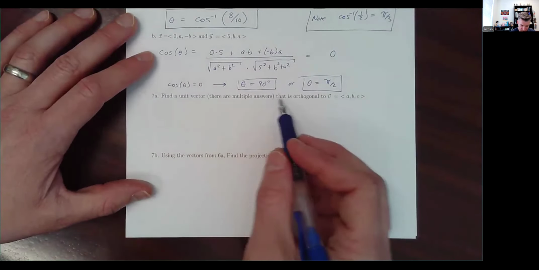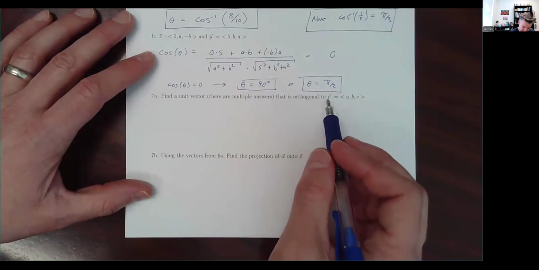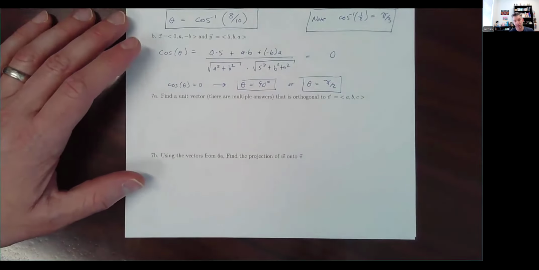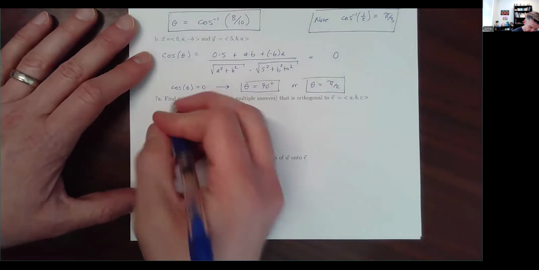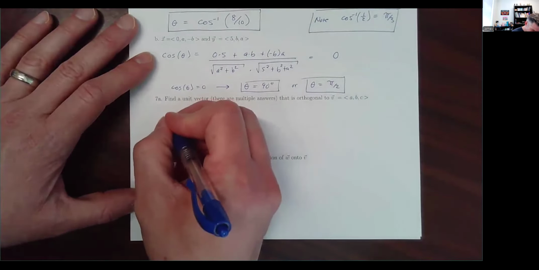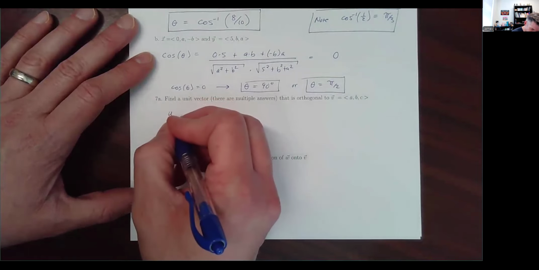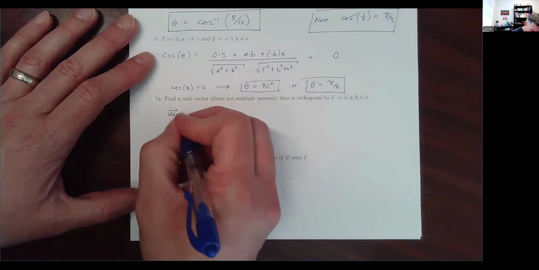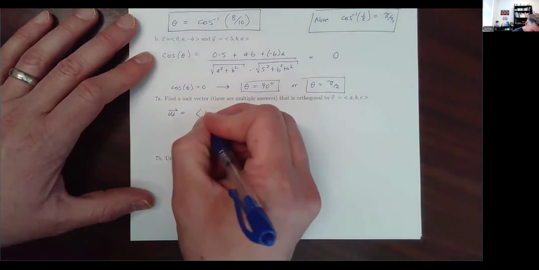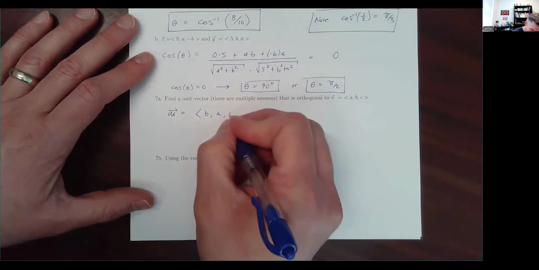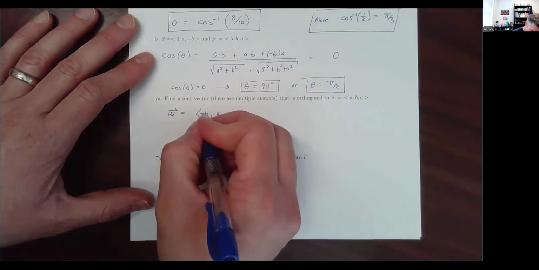All right, so find the unit vector. There are multiple answers that are orthogonal to v equal to abc. Last time I did this, I gave like 6 answers. Here, I'll just do 2 of them. So you could have found one potential answer. Well, first, I'm just going to find some orthogonal vectors. I'll call it w. So w, one answer is switch a and b and make c equal to 0, but then change one of the signs.